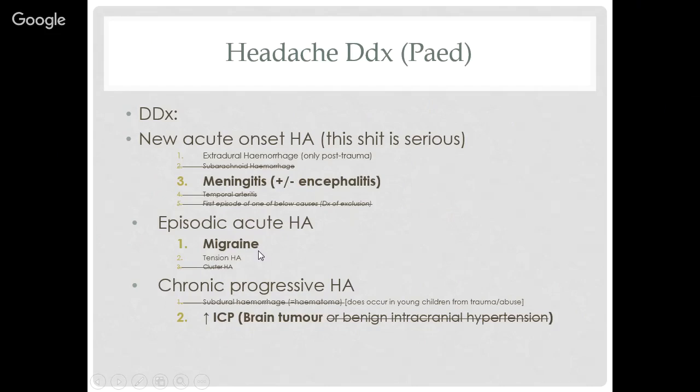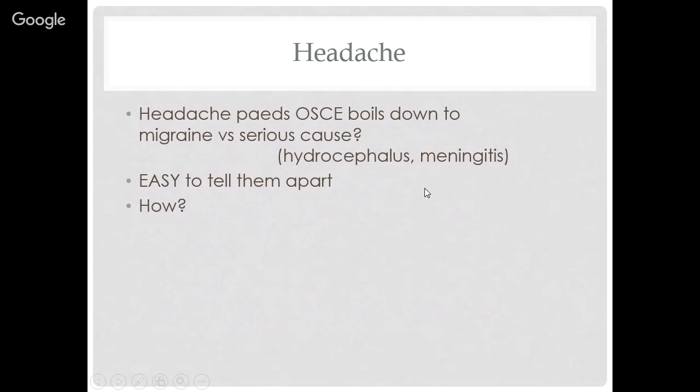So really, you can narrow down a headache differential diagnosis in pediatrics to 3 main conditions. And your OSCE is basically about ruling the other 2 out and diagnosing them with migraine, because it's going to be migraine. That's what we had last year. That's what they had 3 years ago. It's always migraine. So like I said, it's about boiling down to this. And it's actually not that hard to tell all of these apart.